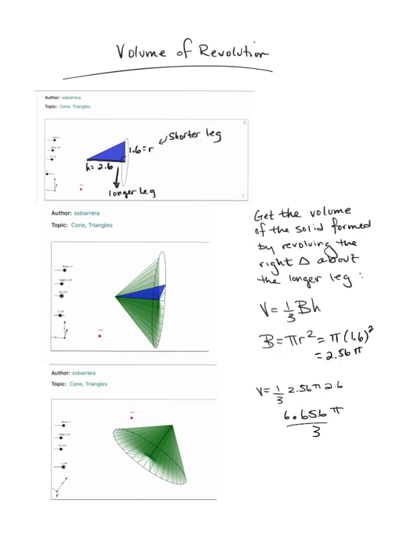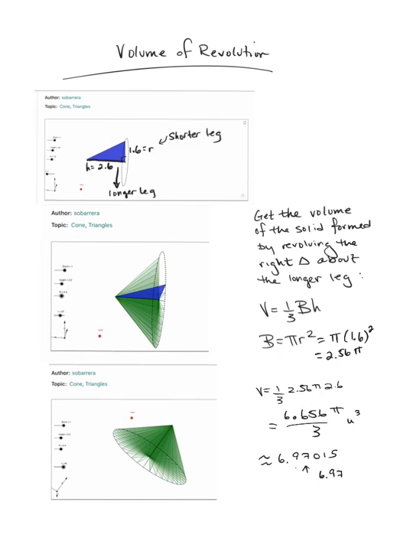I'm typing in 6.656 divided by 3 times pi. And this is the answer that I get. So this is exact, this is approximate. And whatever the units are, it would be units cubed, of course, because it's volume. 6.97015. If they asked me to round to the hundredths place, it would be 6.97.